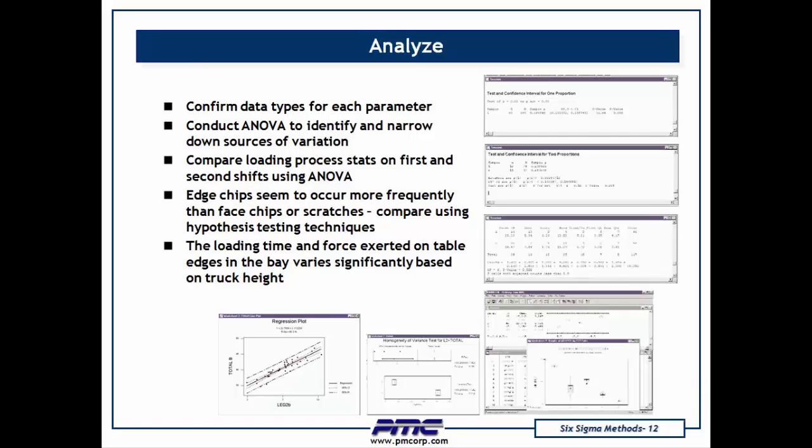In the analyze phase, we confirm the data types for each parameter. Maybe we conduct the ANOVA to identify and narrow down the source of variation if there are too many factors. Then we compare the loading process information that we have, and maybe it turns out that second shift is really causing the main problem. And maybe it will, again, I'm just making all this up, right? So this is not a real case study, but it does relate to what can happen in real life.